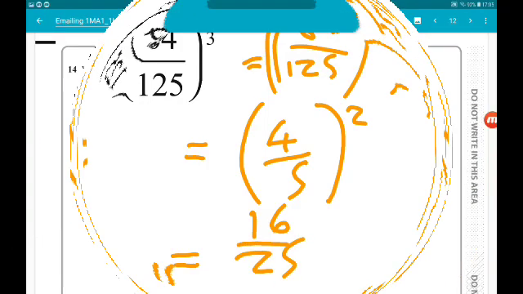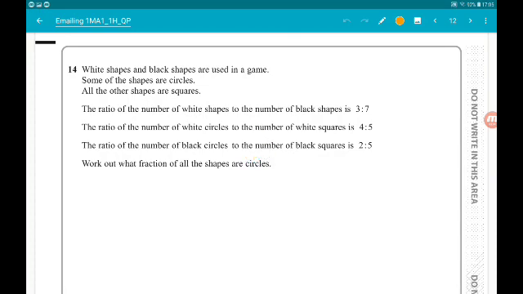Cool. Okay, number 14. So everyone loves ratio. When I say love, I mean hate. So this question, yay. White shapes and black shapes are used in a game. Some of the shapes are circles, the rest of the shapes are squares. The ratio of white to black shapes is 3 to 7. So I'm going to write that down.